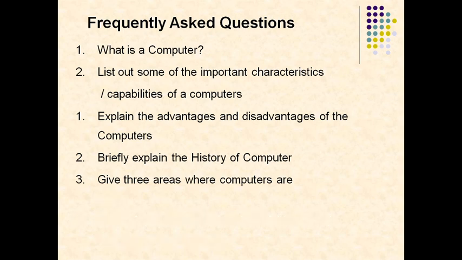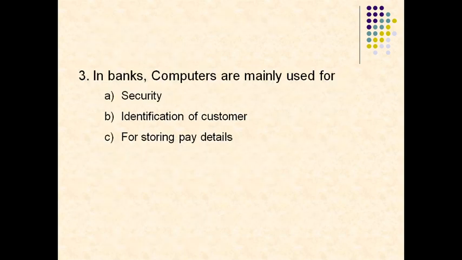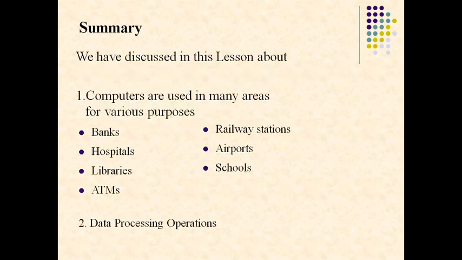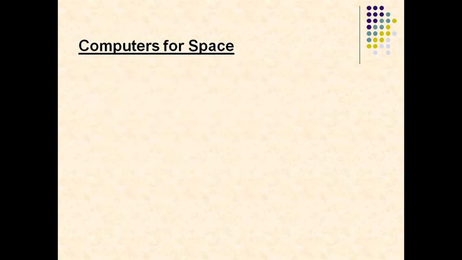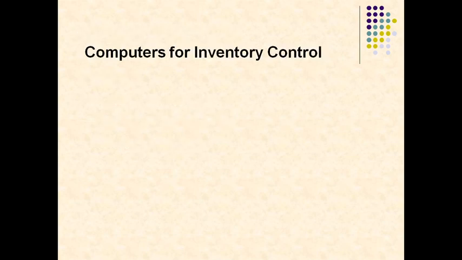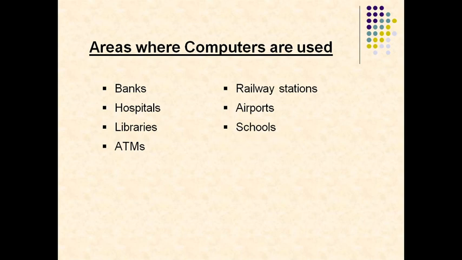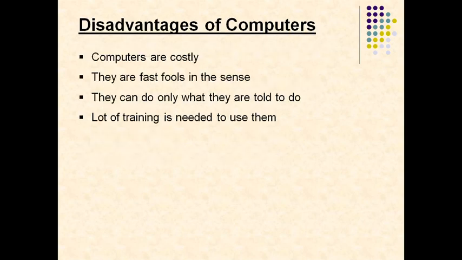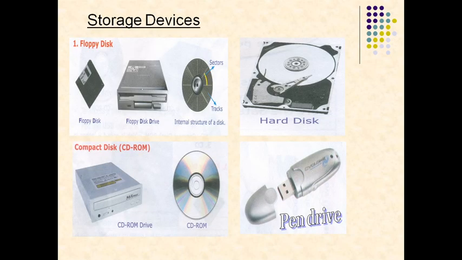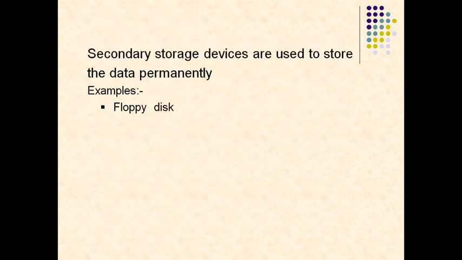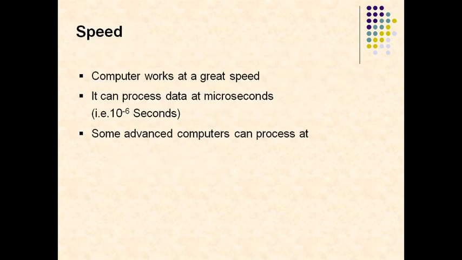Okay students, in today's class these are the topics we have discussed. I think you have understood the basics: what is a computer, what are the characteristics of computers, and the areas where computers are used. Basic, very important areas where computers are used, what are the advantages and disadvantages of computers, and what are the different data processing operations of computers. These are the topics we have discussed in today's class.